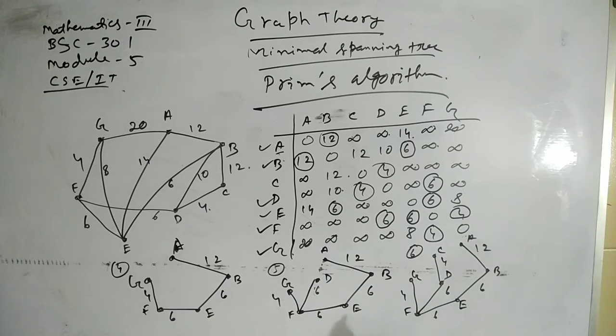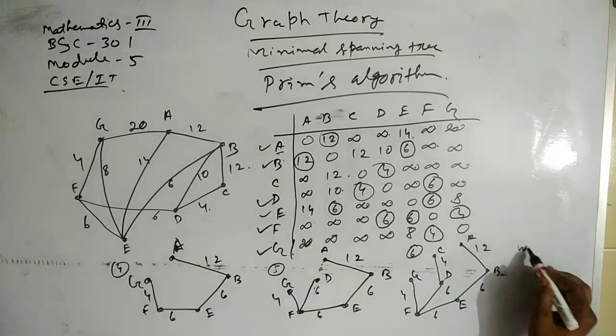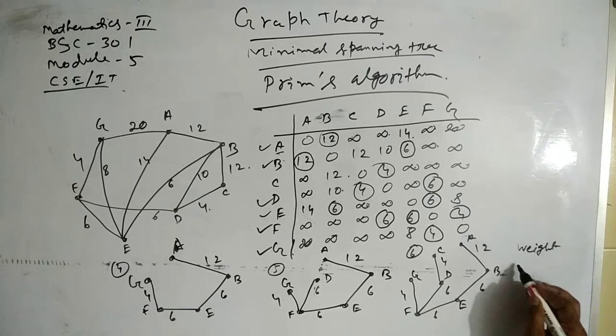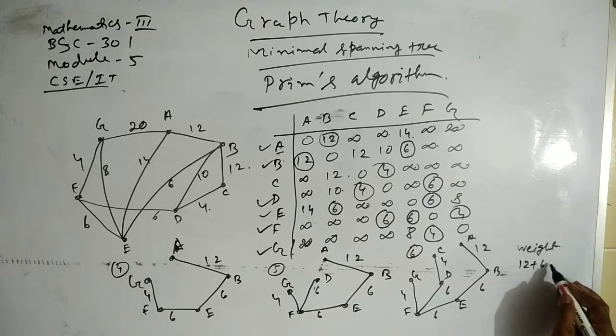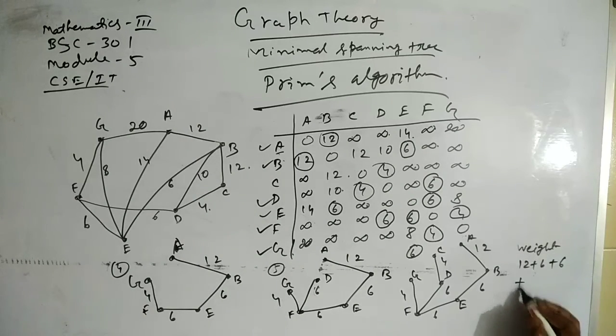And the weight of the minimal spanning tree will be the sum of the weights of all the edges. That is, weight is 12 plus 6 plus 6 plus 6 plus 4 plus 4. So 18 plus 12, 30, plus 8, 38. So the minimal spanning tree is this, and the weight of the minimal spanning tree is 38.